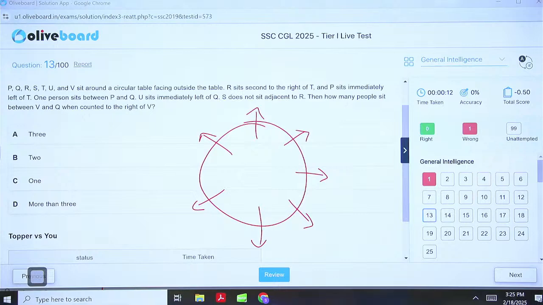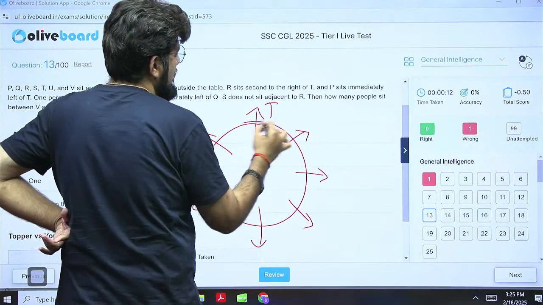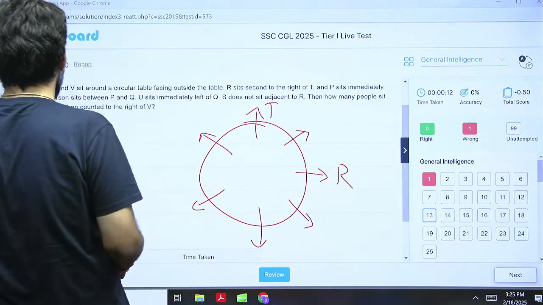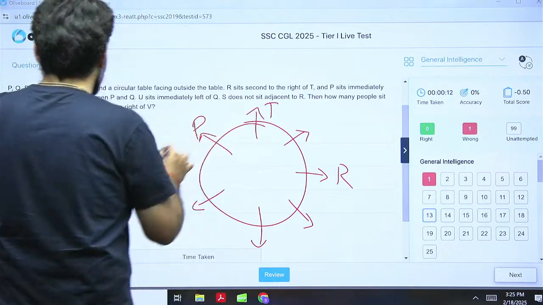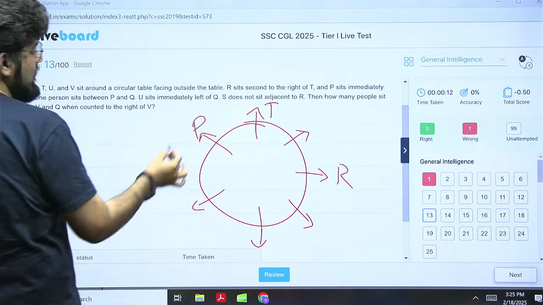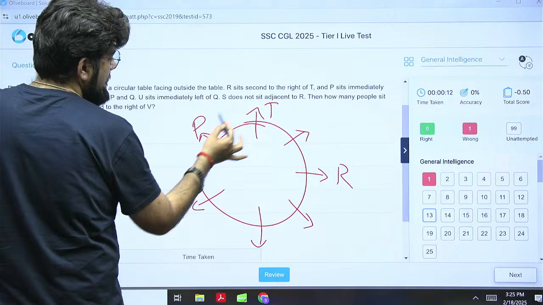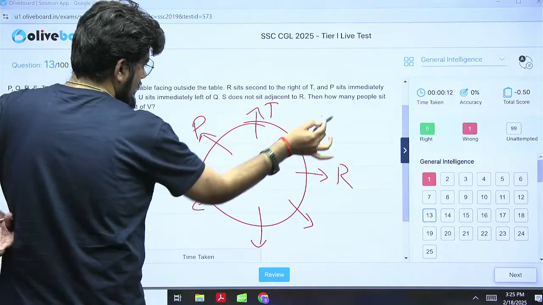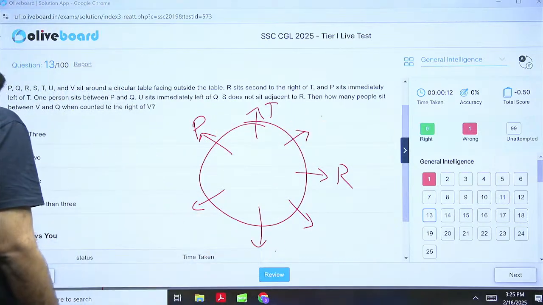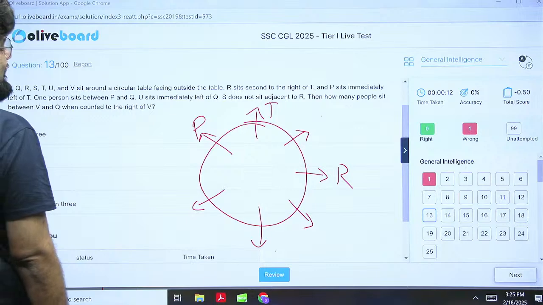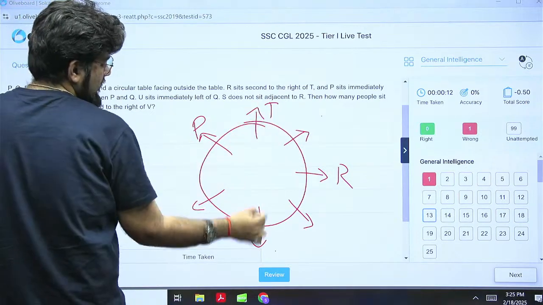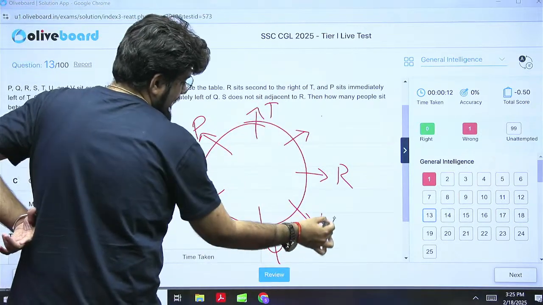Now R is sitting second to the right of T. We'll have T sit here, R will sit here, and P sits immediately left of T. So P sits here. One person sits between P and Q. So P and Q. Q can be either here or here. We have two options for Q. U sits immediately left of Q. If Q is here, U cannot sit here. So Q has to be here and U has to be here.